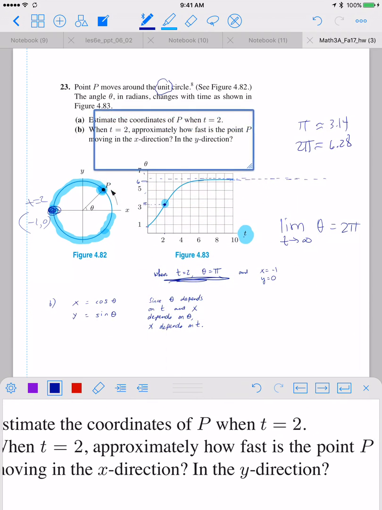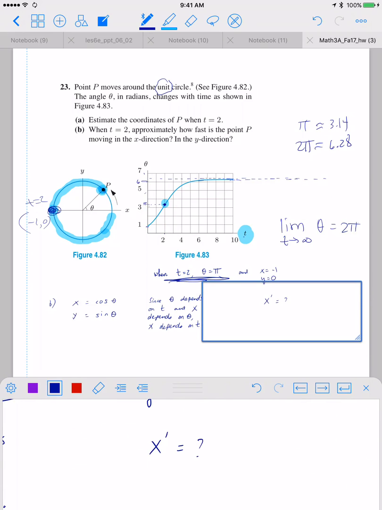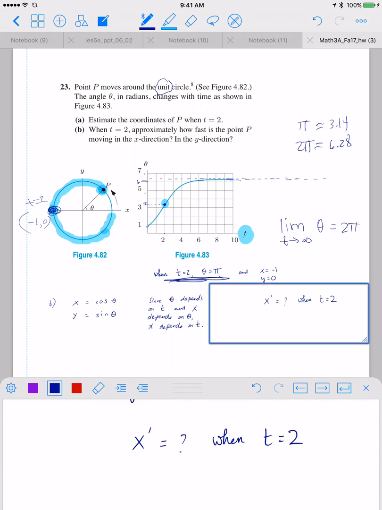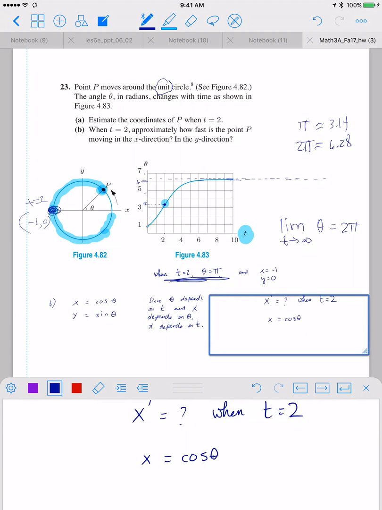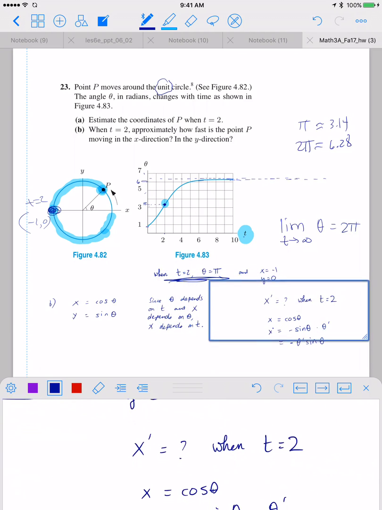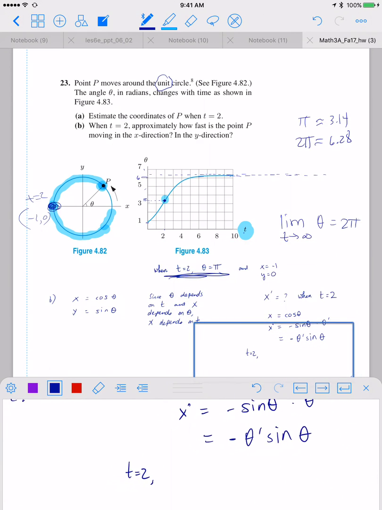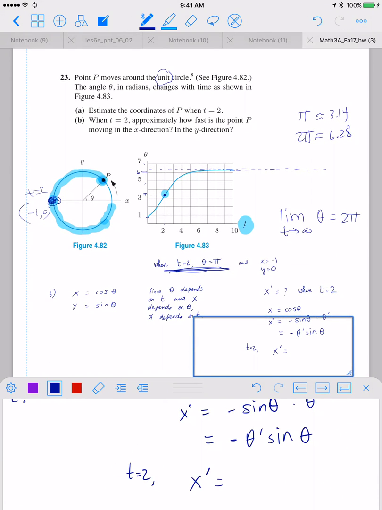So if we want to know how fast the point is moving in the x direction, we're actually asking what is x prime when t equals 2. That's what our question is. If we know that x is equal to cosine of theta, therefore x prime is going to be equal to negative sine theta times theta prime, right? Let's rewrite this as negative theta prime sine theta. So when t equals 2, what is theta? We said theta is equal to pi. So x prime is going to be negative theta prime times sine of pi.